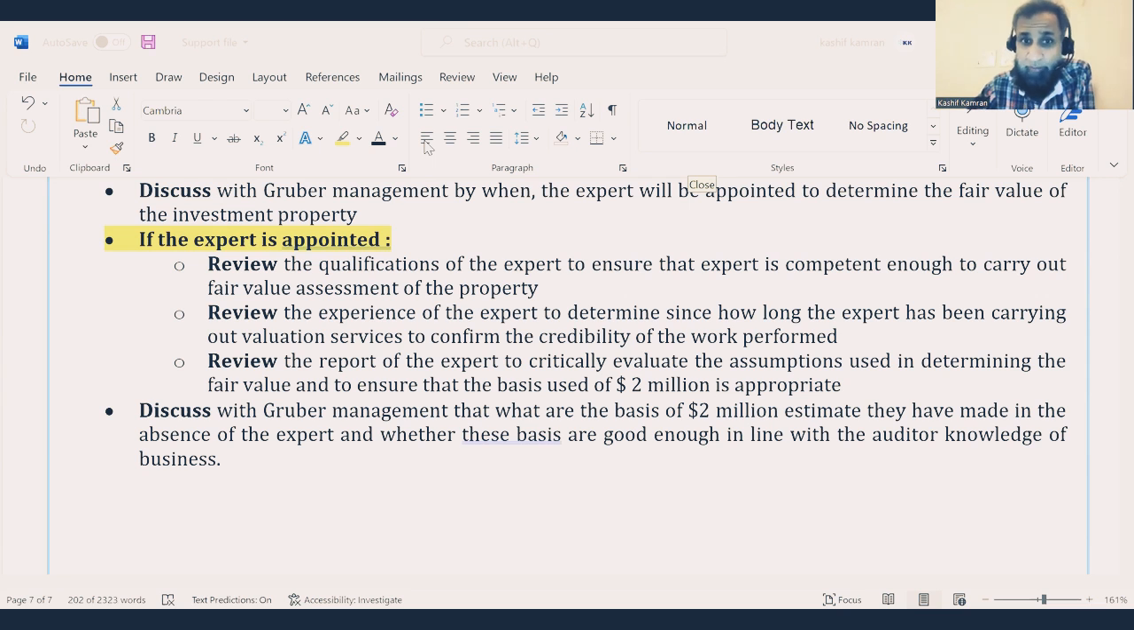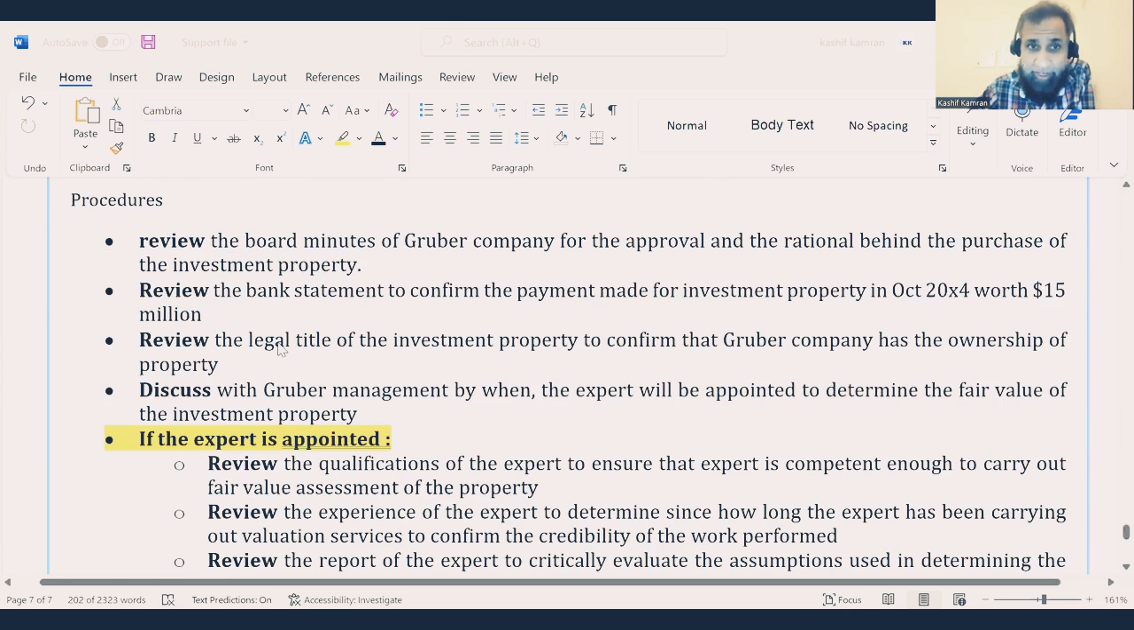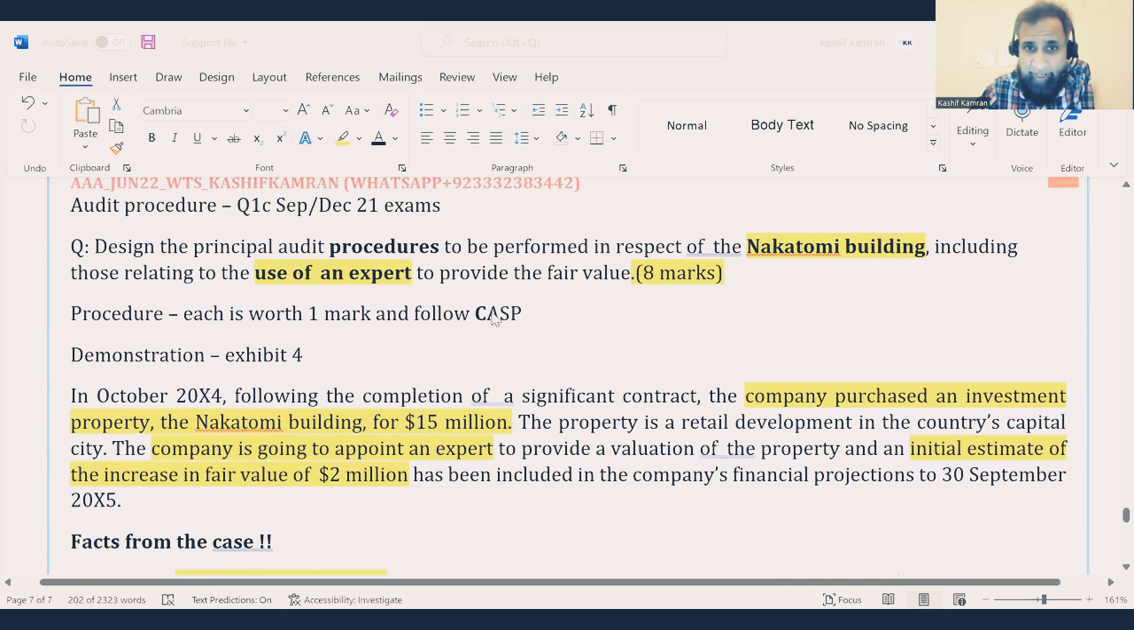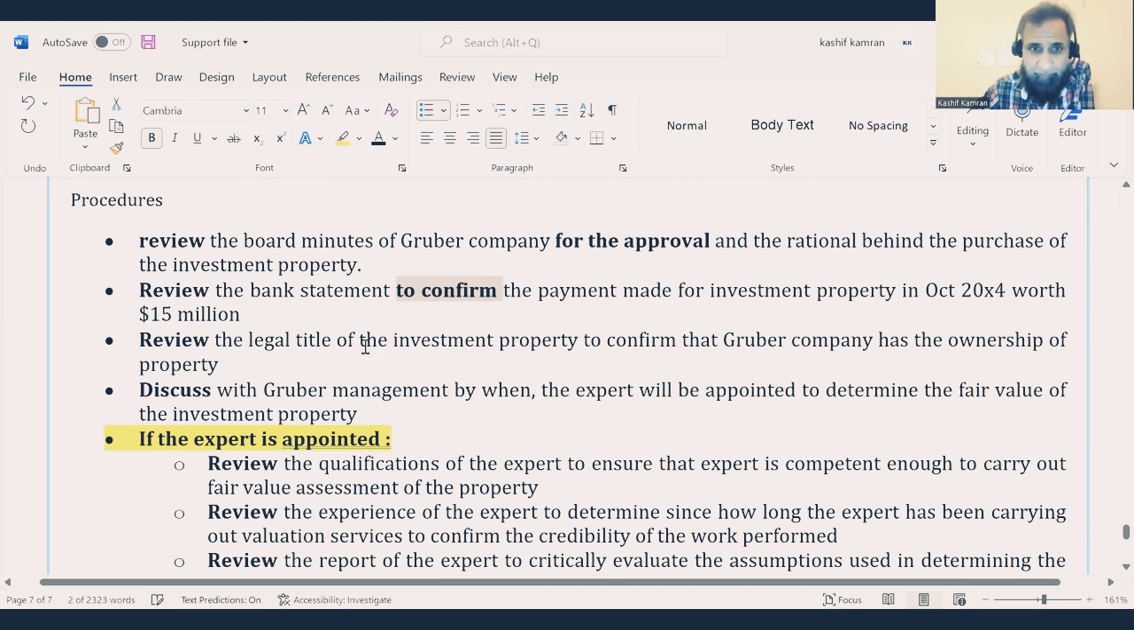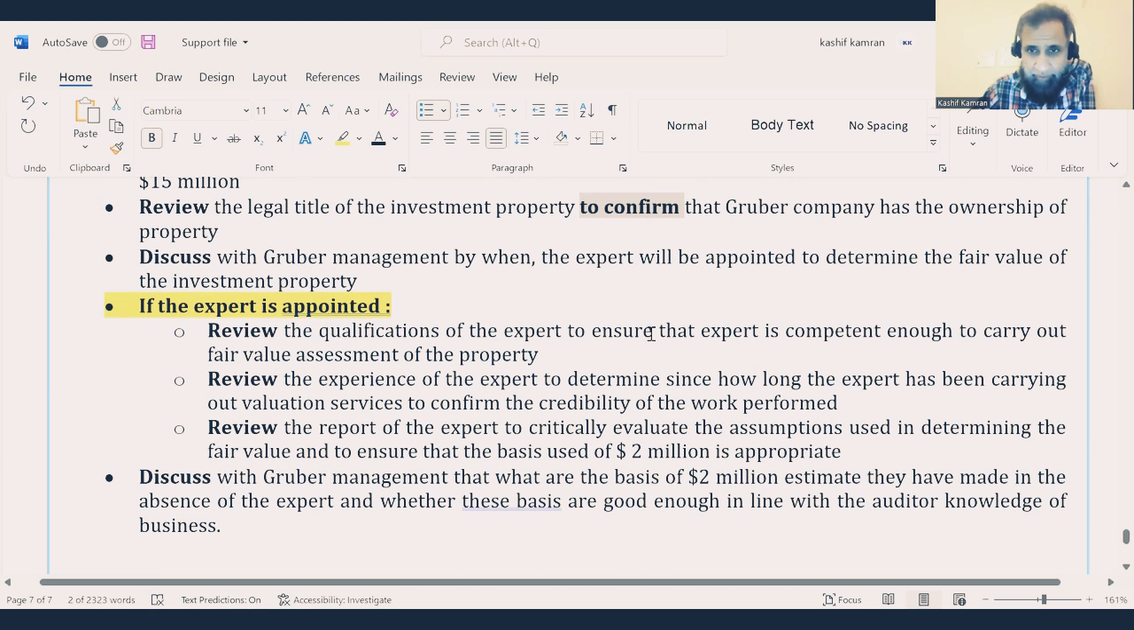You're not a AA student, you're a AAA student, right? And ensure that you're writing a procedure with an action. A is the action. S is the source. P is the purpose. Every procedure should have a purpose. See, I almost wrote a purpose in every one of my procedures. For the approval, that was a purpose. To confirm, that was a purpose. To ensure, that was a purpose. So every time you write to ensure, to confirm, that's basically the purpose of a procedure, right?